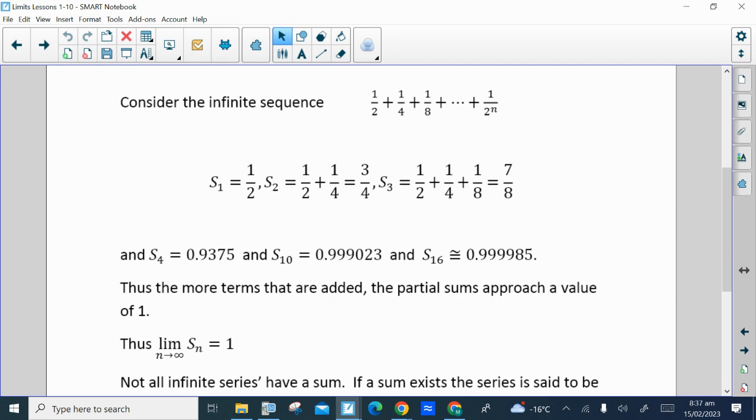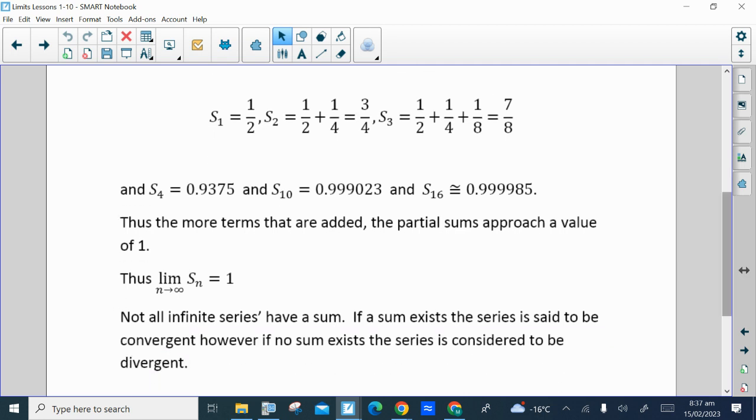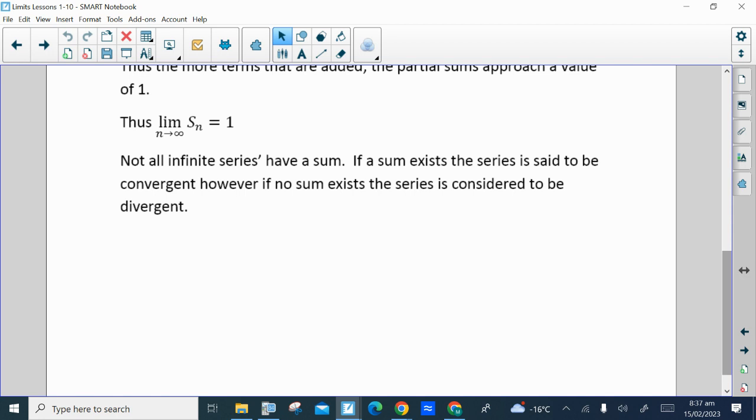So the limit as n approaches infinity of s sub n, where s refers to the sum of that series, is 1. But not all infinite series do have a sum. If a sum exists, then again we use that word convergent. If no sum exists, we say that it is divergent.